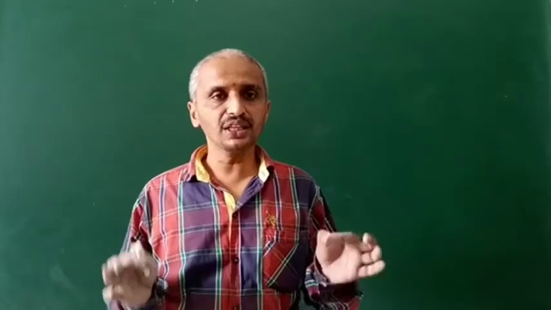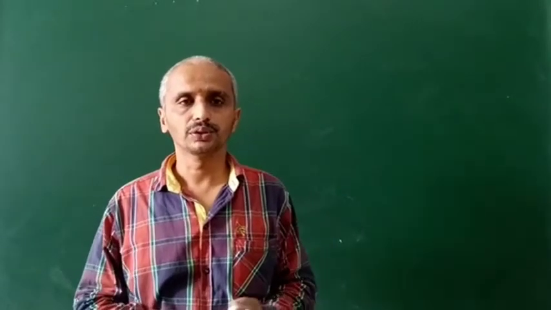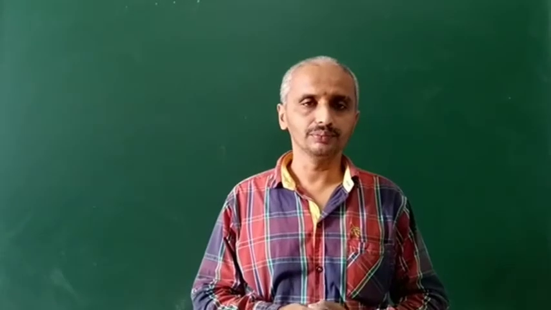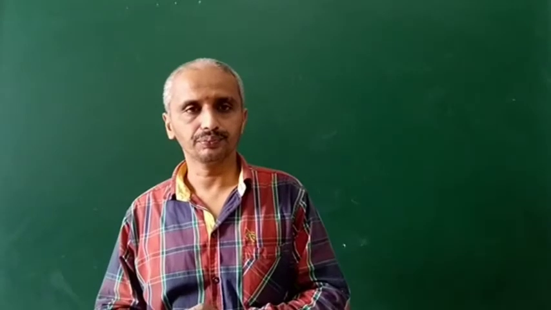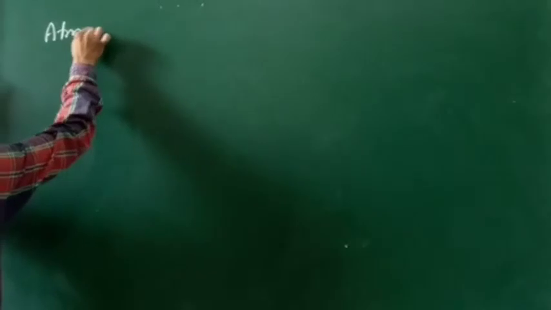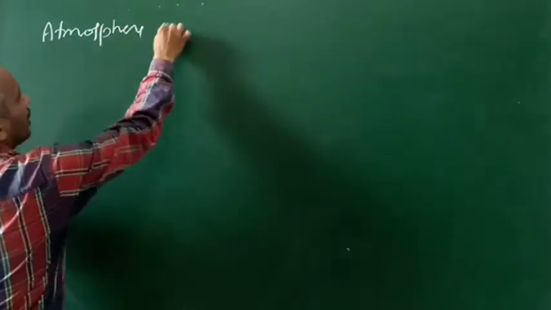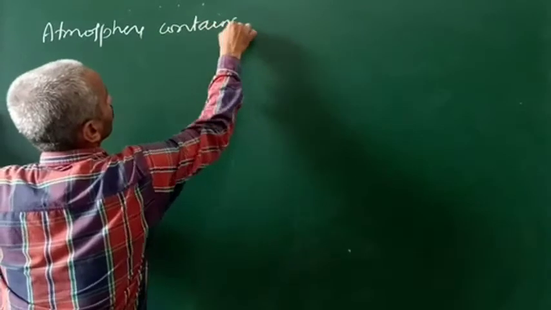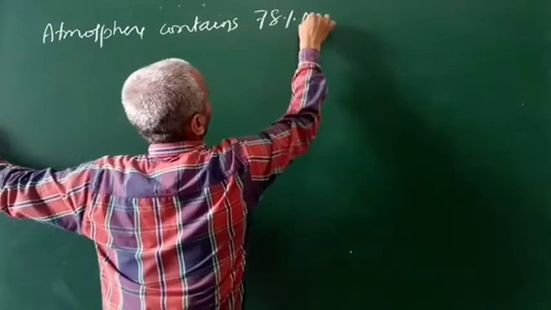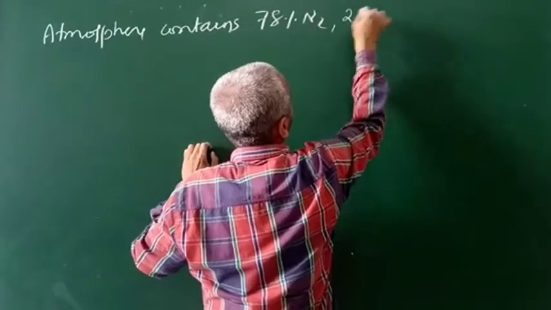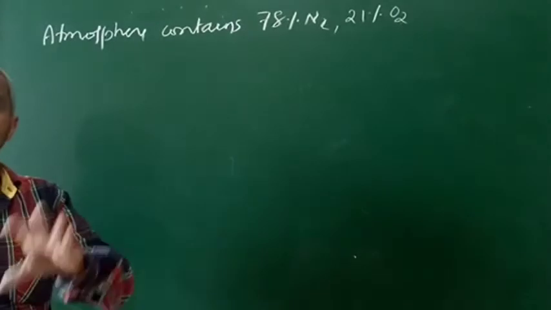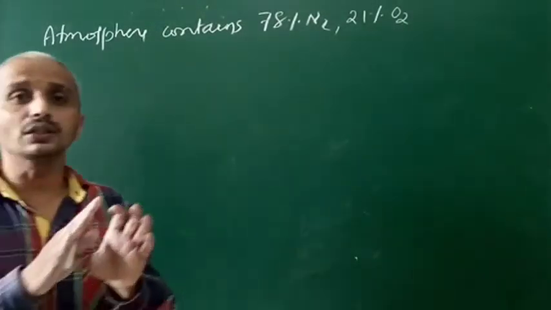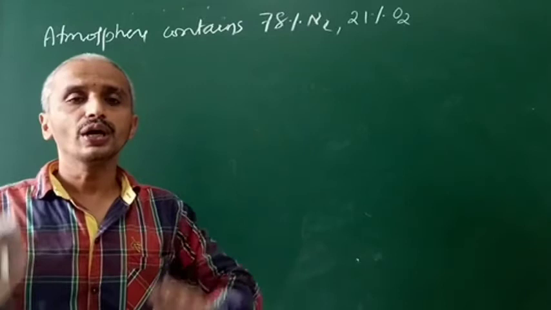Welcome back. In this video, I am going to discuss the preparation of dinitrogen, then the reactions of dinitrogen. See, the atmosphere contains 78% nitrogen, 21% oxygen. And remember, the boiling points of nitrogen and oxygen are not the same, nor is the freezing point.